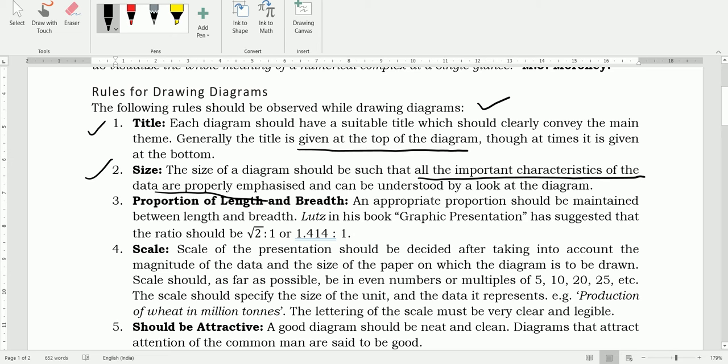Next, we have proportion between the length and the breadth. An appropriate proportion should be maintained between length and breadth. Actually, we don't have an exact rule for that, but one famous statistician called Lutz, in his book Graphical Presentation, has suggested that the ratio should be root 2 is to 1, that means 1.414 is to 1.